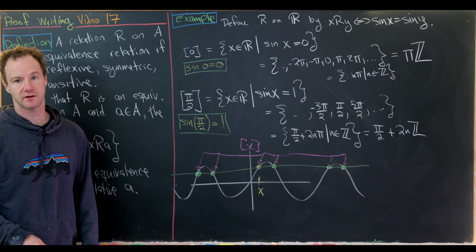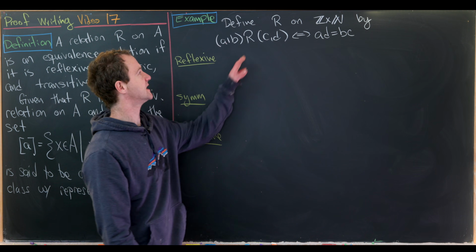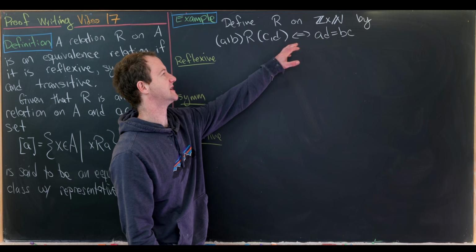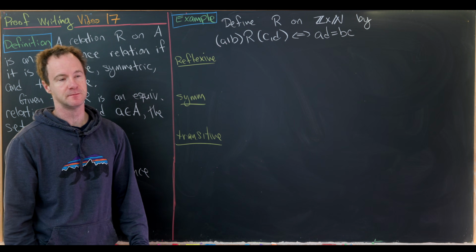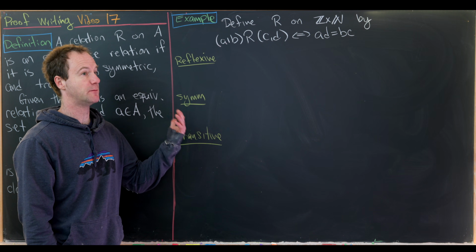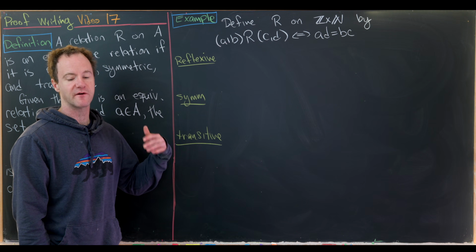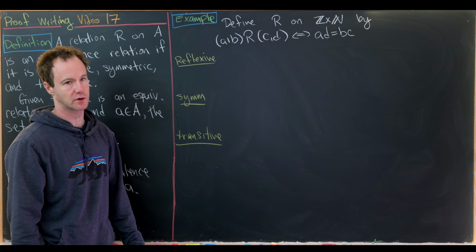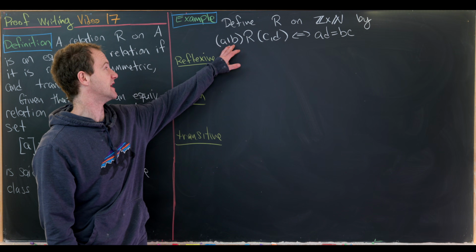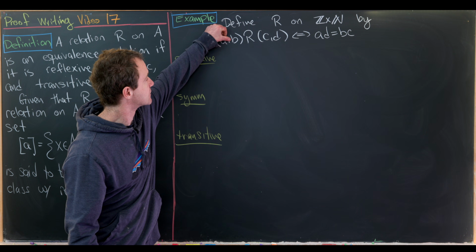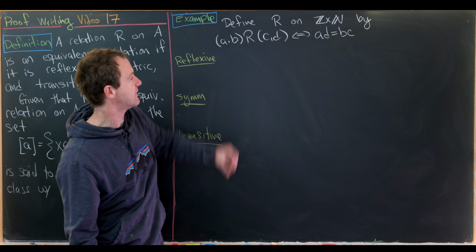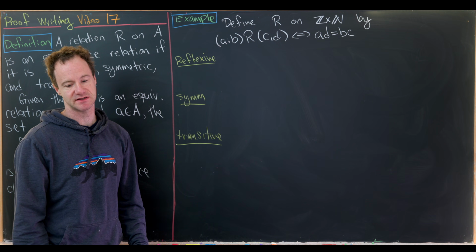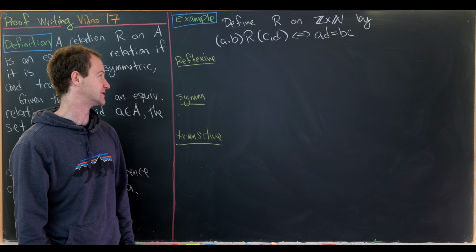Okay, let's do another. Next up, we're going to look at an interesting equivalence relation on the set Z cross N. So in other words, we're comparing ordered pairs where the first entry is an integer and the second entry is a natural number with other such ordered pairs. So we'll say that (a, b) is related to (c, d) if and only if ad equals bc. So this has a really nice result.